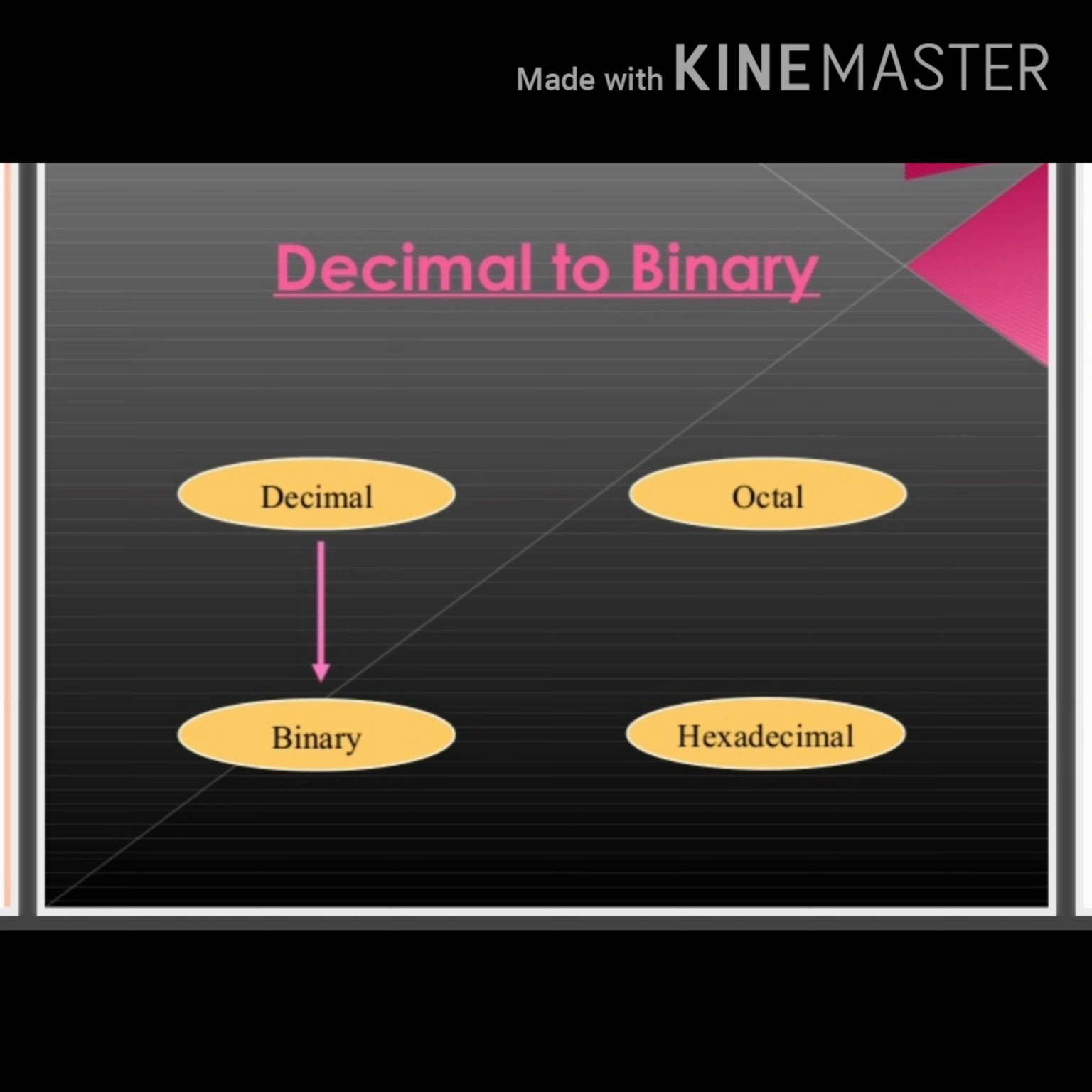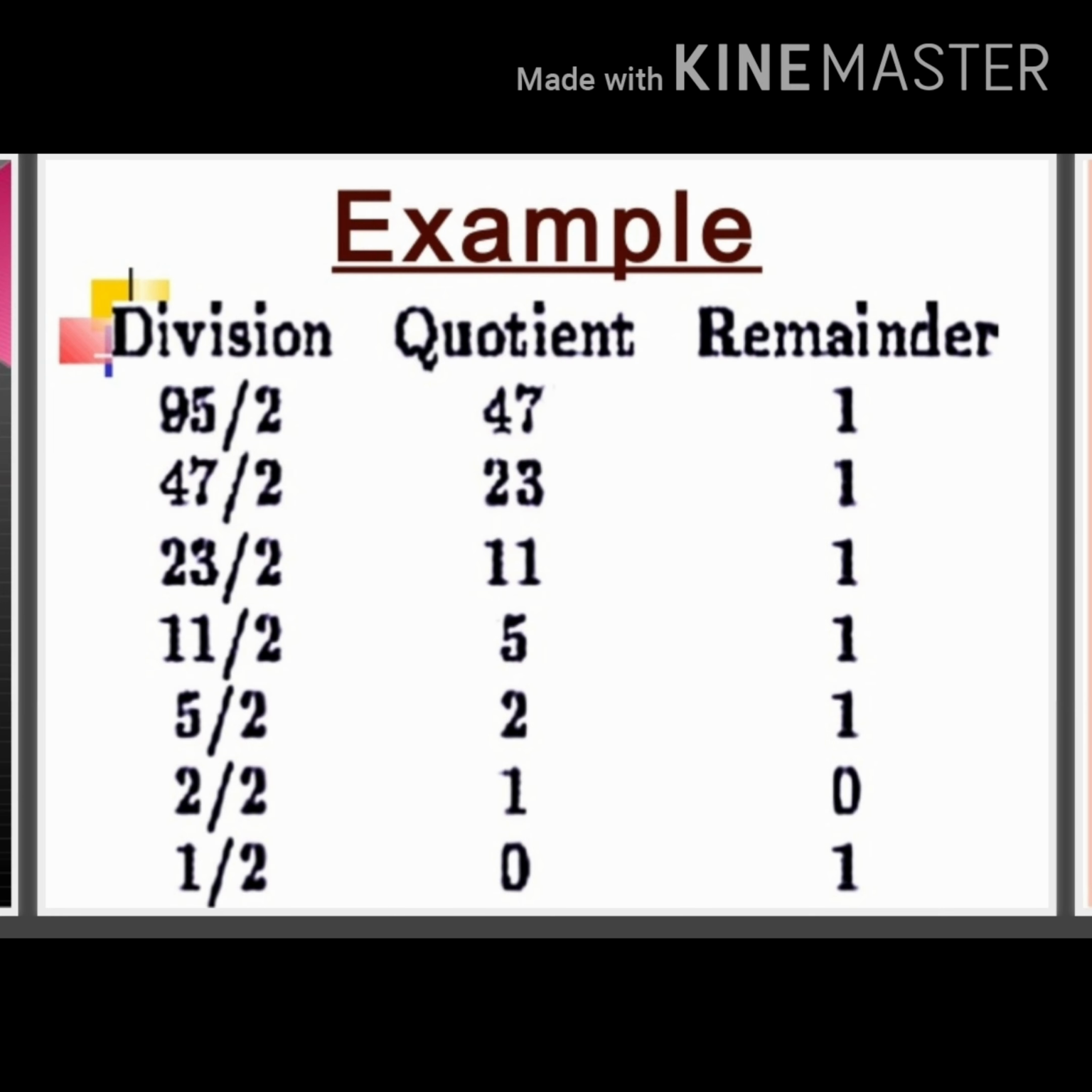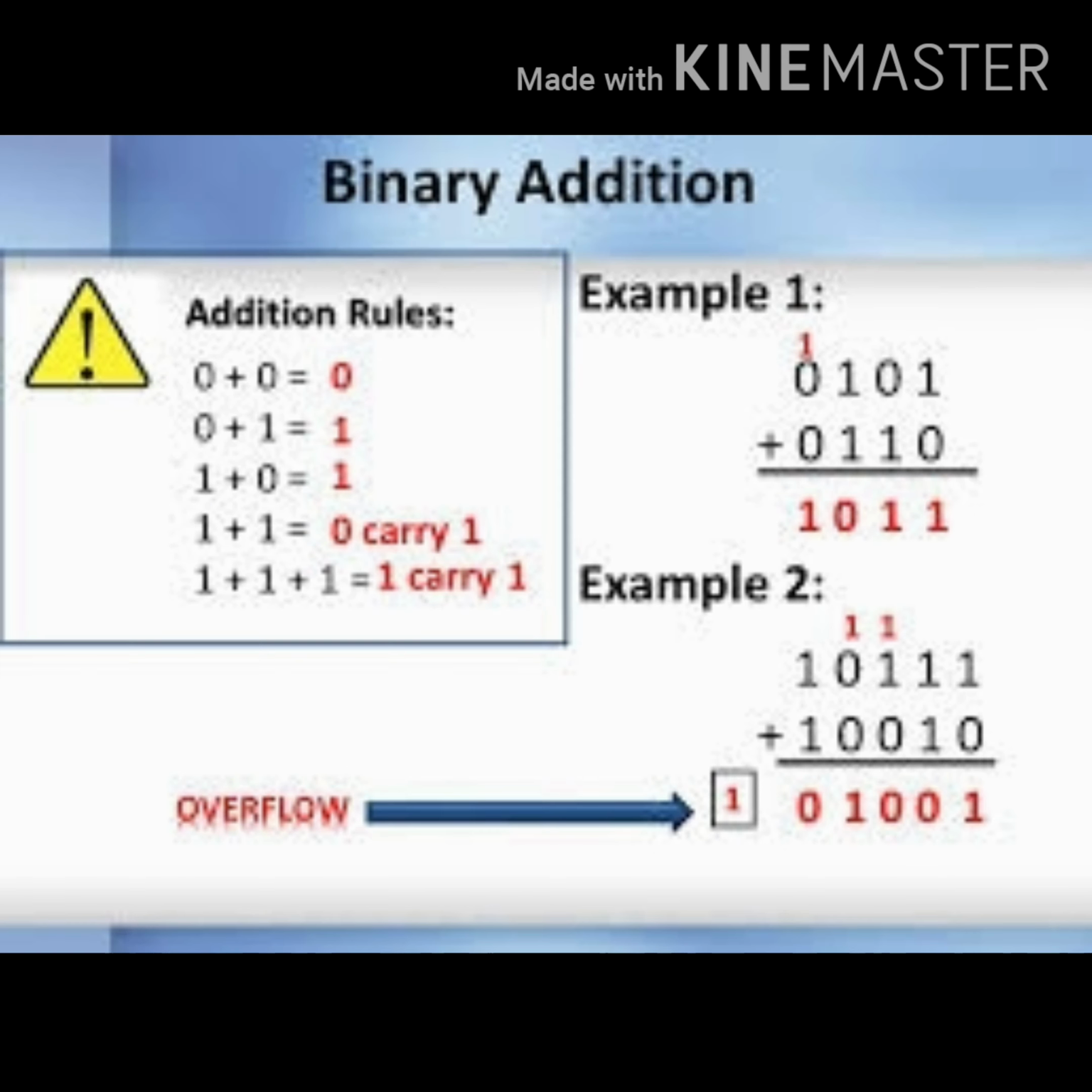Next one is decimal to binary number system. In decimal to binary, there is an example where the number is 95. You have to divide the number by 2 and write down the remainder, whether it is 1 or 0. In this way, from bottom to top, you have to write all the remainders. So you will get the result, that is the decimal converted into binary number system.